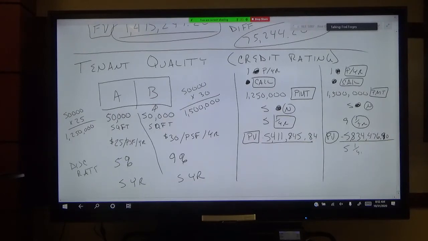But just to illustrate the point here, if we were to change the discount rate on tenant B to basically be the same as tenant A, you could just put in the 5% interest rate and resolve. And this is the telltale.